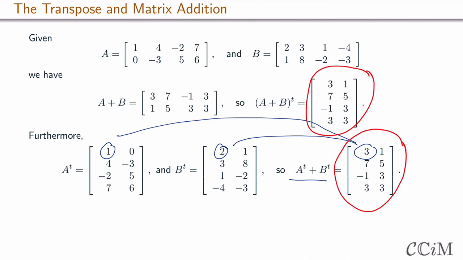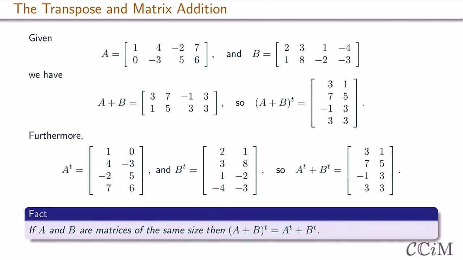We can collect this result in a little fact. If A and B are matrices of the same size, then A plus B transpose, which means finding the sum first and taking the transpose of the sum, is the same as finding the 2 transposes individually and adding them up. In other words, the transpose operation commutes with the addition of matrices.